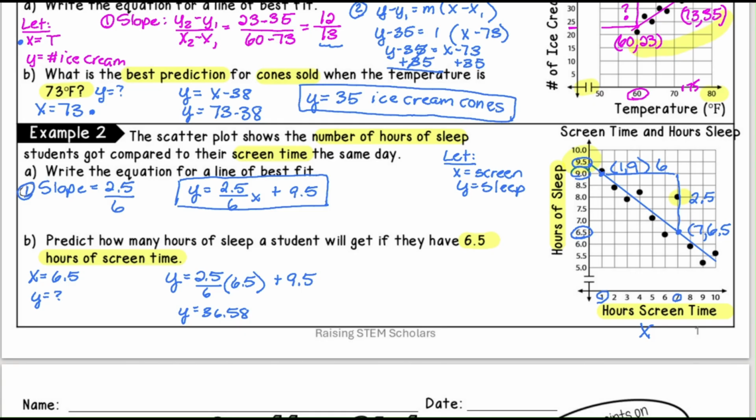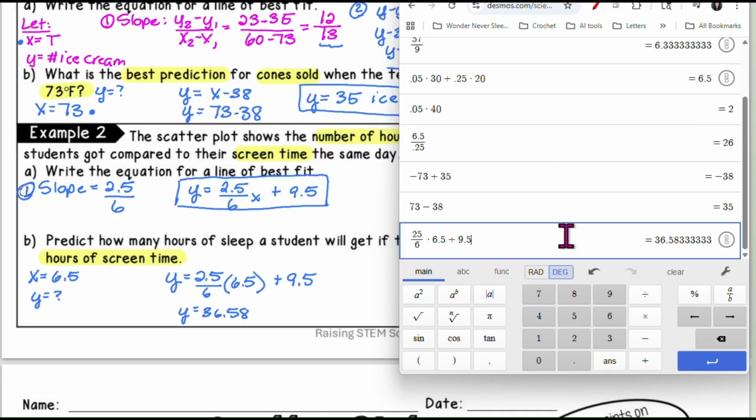Whoa, what did I do here? Oh, I think I did 25 divided by 6. Oh my goodness. So why do I know 36.58 makes no kind of sense? It's because we're talking about hours of sleep. Now, teenagers can sleep a whole lot, right? Like I can sleep a whole lot. I'm not a teenager, but I sure do like sleep.